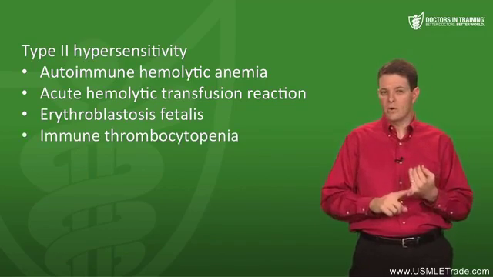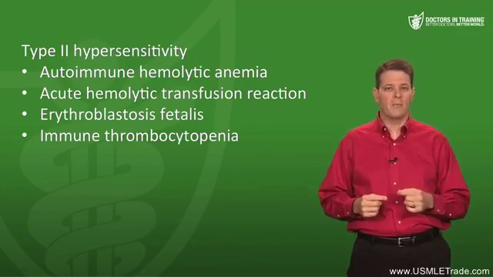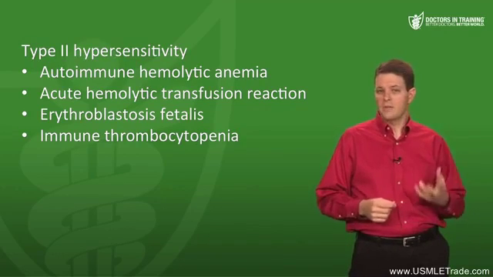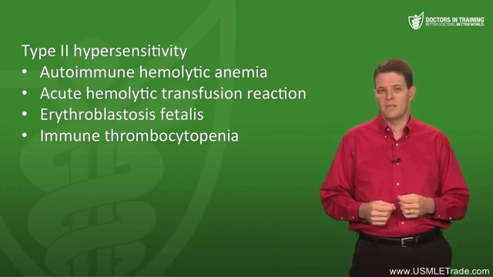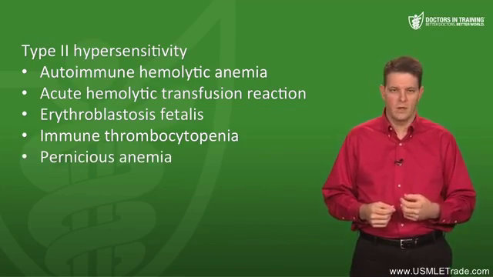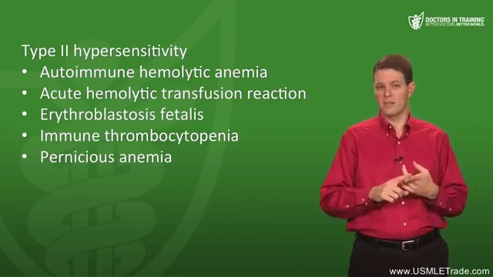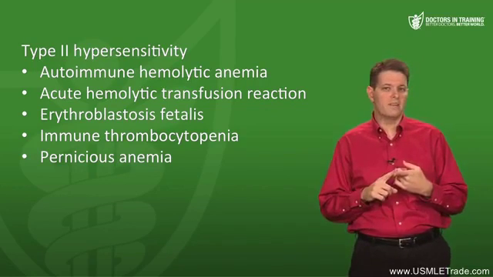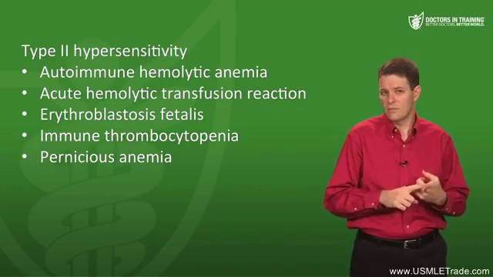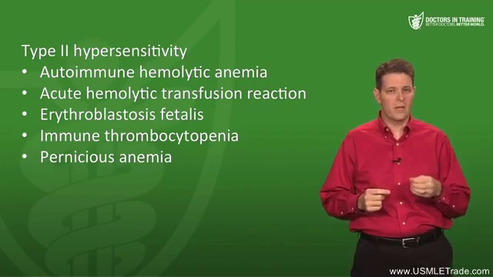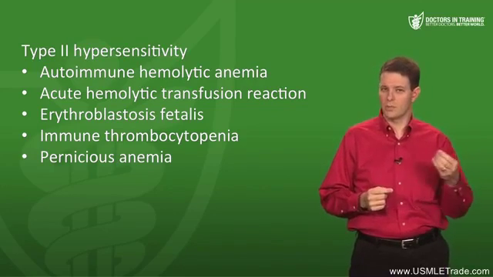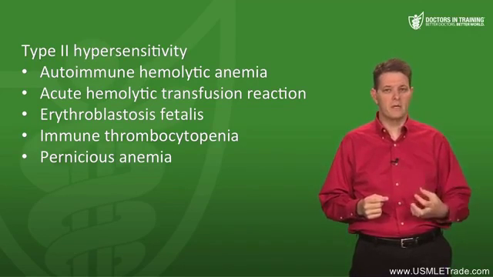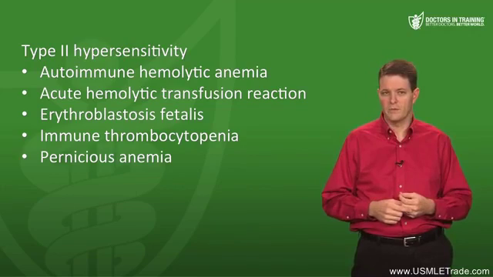In ITP, or immune thrombocytopenia, there are autoantibodies that attack the platelets instead of attacking the red cells. Another type of anemia caused by type 2 hypersensitivity is pernicious anemia, where the autoantibodies attack the parietal cells of the stomach, which produce intrinsic factor, or possibly autoantibodies against intrinsic factor itself. Now, without intrinsic factor, the patient can't absorb vitamin B12 in the terminal ileum, and that leads to vitamin B12 deficiency, which causes anemia and also peripheral neuropathy.